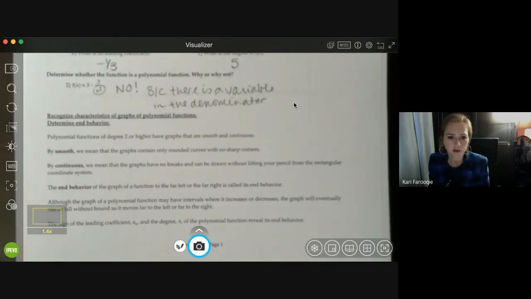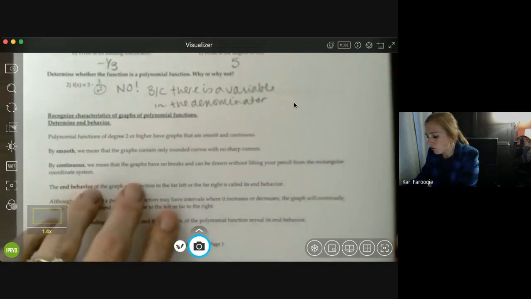By smooth, it means the graph contains only rounded curves, no sharp corners. Continuous means you can graph it and never pick up your pencil. Now, the end behavior is what's occurring to the far left and the far right of the function. So basically, if we took x all the way to positive infinity or all the way to negative infinity, what would happen to the y values? And that's what we're going to focus on next.